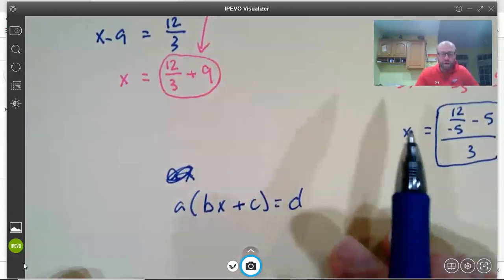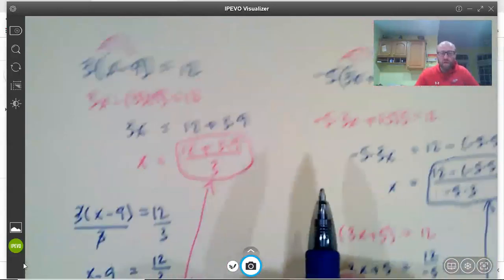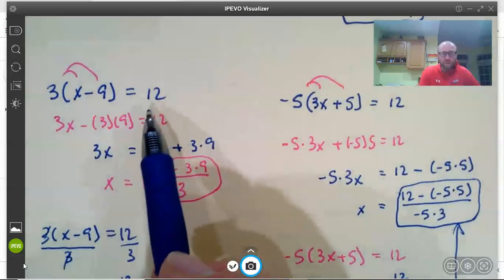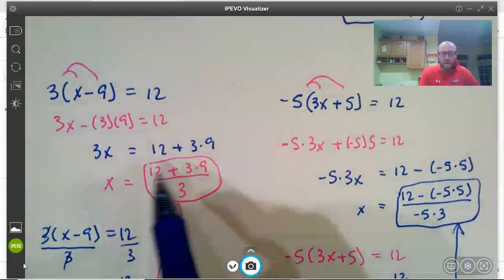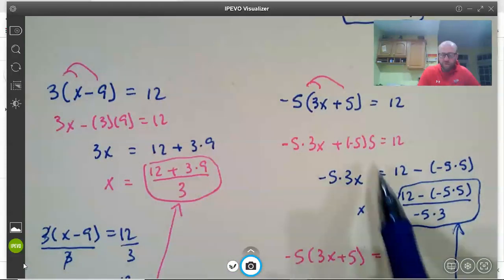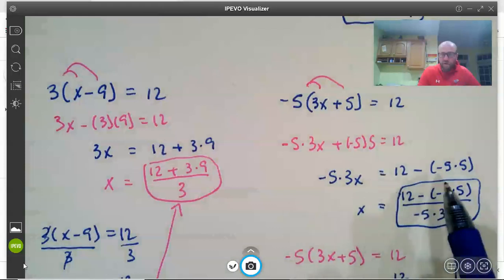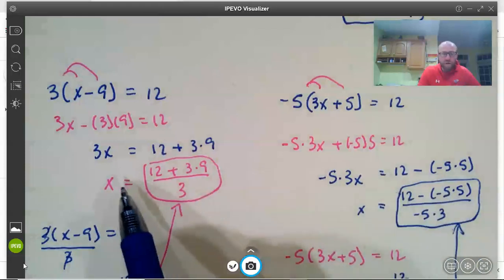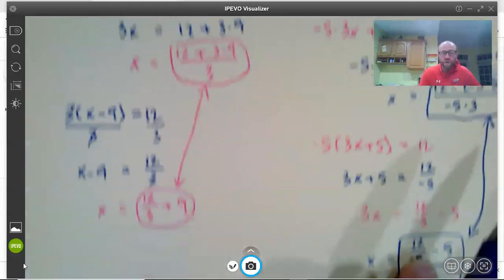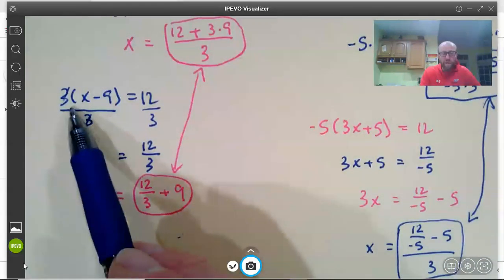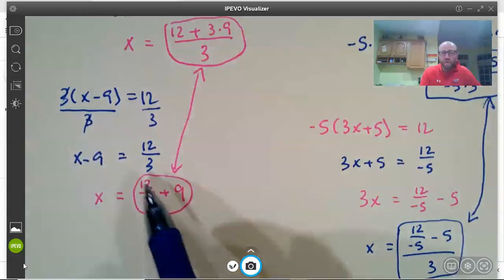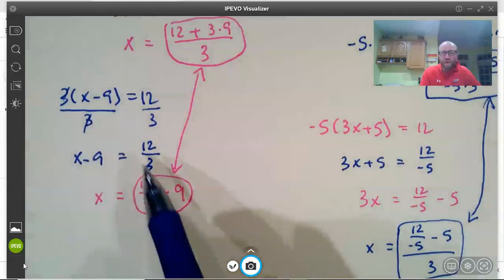So think about the process we've used. One way is to distribute first. And then we can add or subtract to get rid of a constant term. And then divide by a coefficient. The other way is to start right away by dividing by this amount out here. And then adding or subtracting.